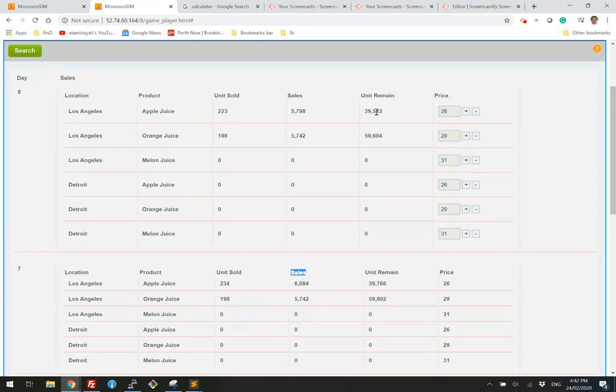And 234 plus 223 units that were sold at day 8, plus the unit remaining, should all add up to 40,000 that were shipped at day 7.